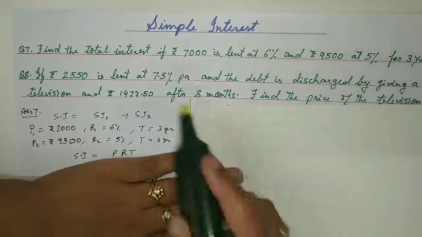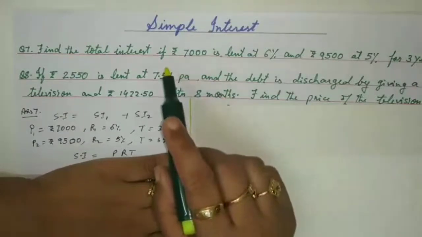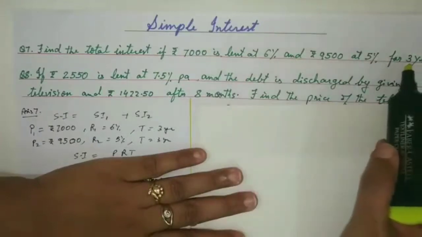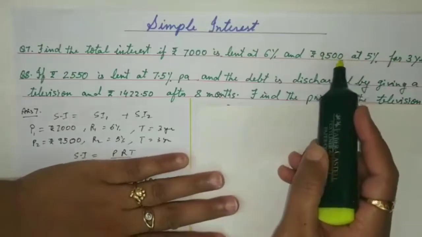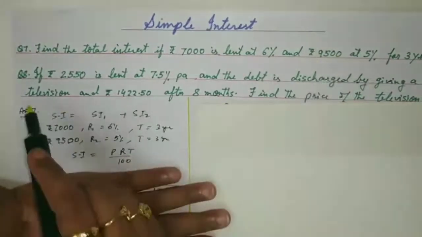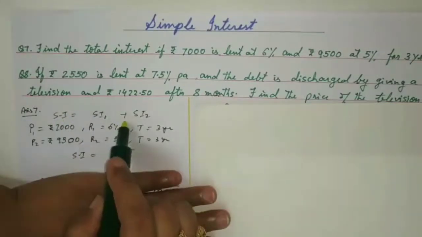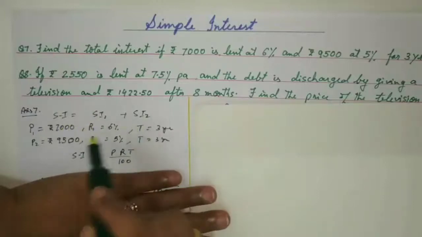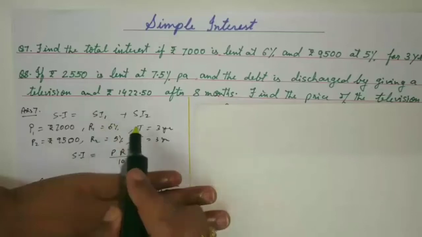So the question is, you are given two principals where the interest has to be calculated for the two separately, both kept for 3 years, but the first one at a rate of 6% and the second one at a rate of 5%. So here actually what we have to do is find out the total simple interest, that is SI1 plus SI2. So we need to know what are the P1, R1, T1 and what are the P2, R2, T2 in order to find out what is SI1 and SI2.